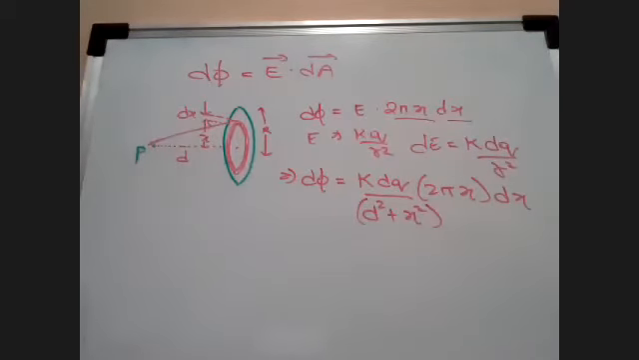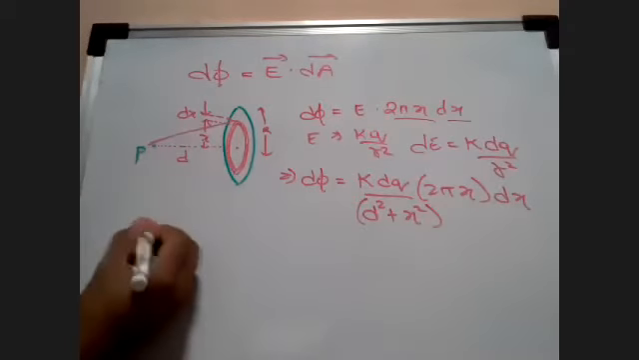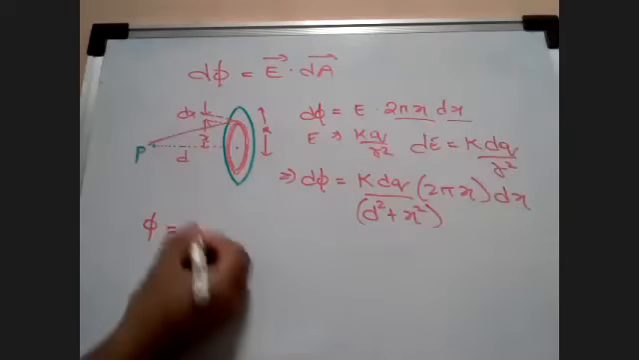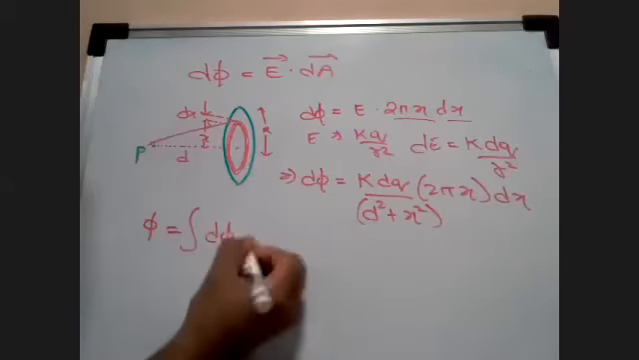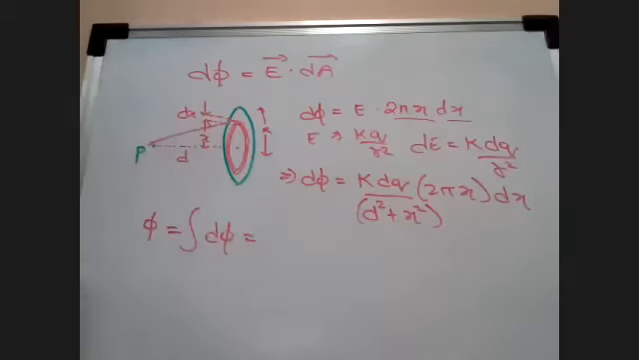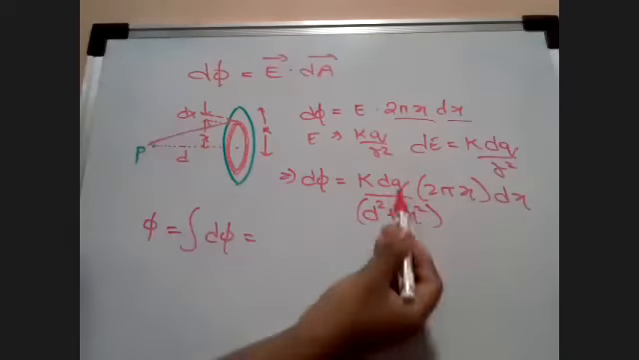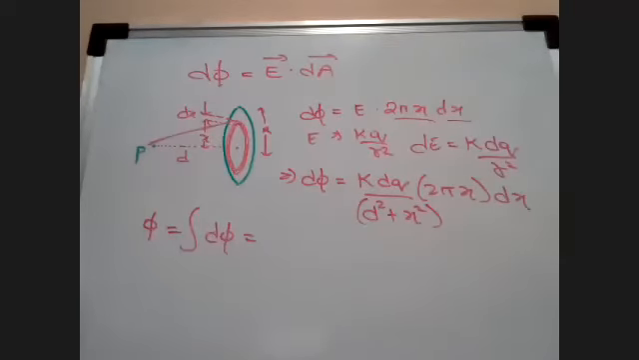We came to know what d phi is. We only have to integrate it to know what phi is. So phi will be equal to the integration of d phi. Remove all the constants out. Look at this term here: what are the variables? X is a variable and dq is a variable. Am I right? Yes, sir.